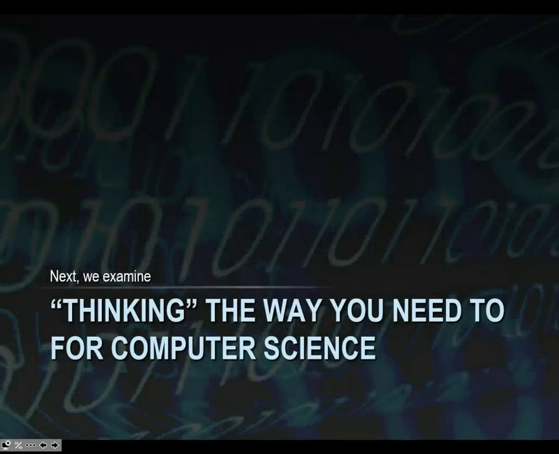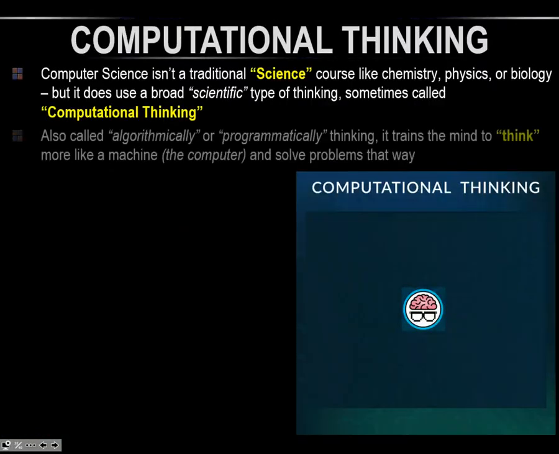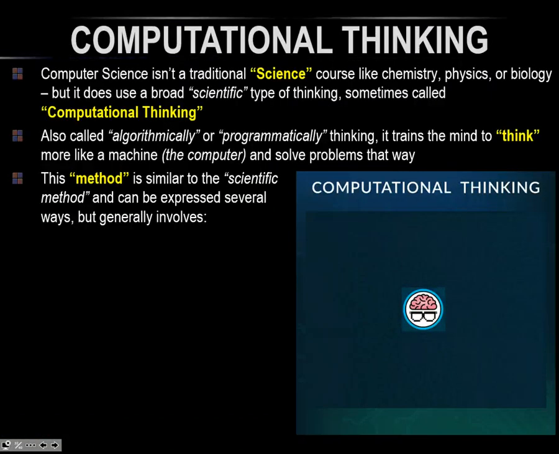So how do we learn to think as a computer scientist? What do we need to do this? Well, to think as a computer scientist involves a traditional science type thinking as well, but I would classify this more as computational thinking. Learning to think with computations in mind. Sometimes this is also called algorithmic thinking or programmatic thinking. It trains the mind to think more like a machine in the way it solves problems than in the way humans solve problems. But it's very similar to a traditional scientific method.